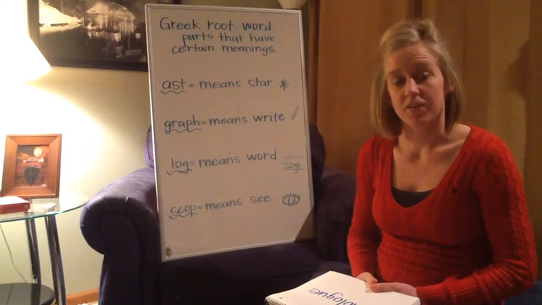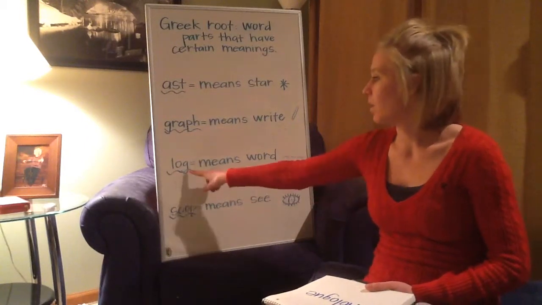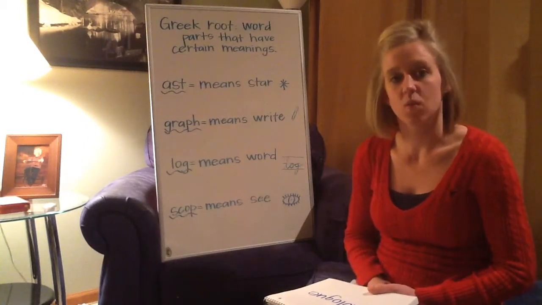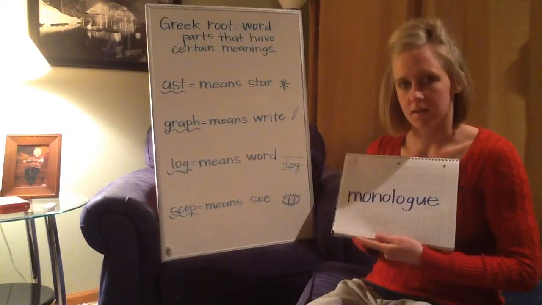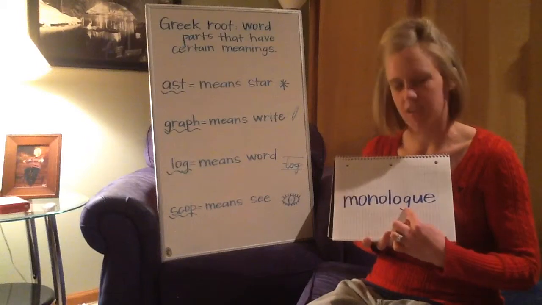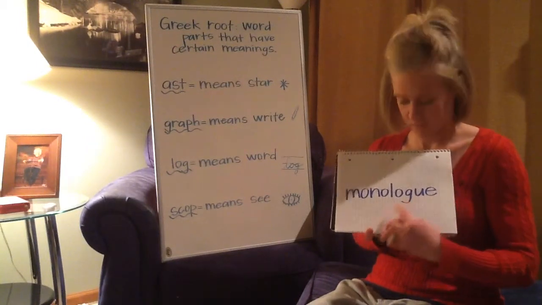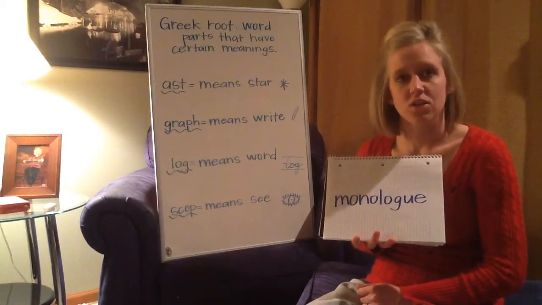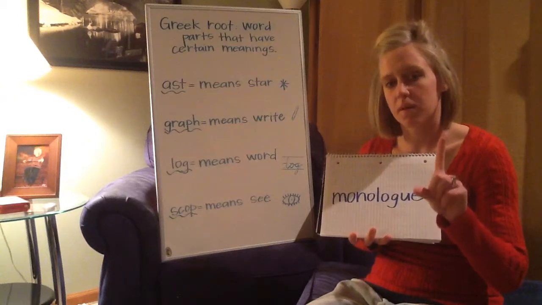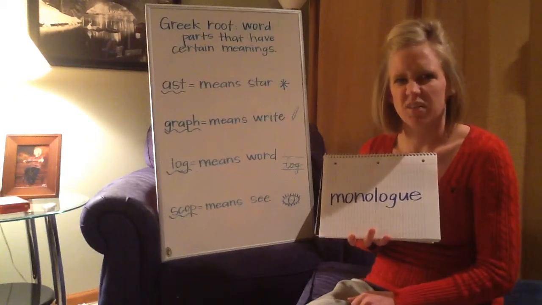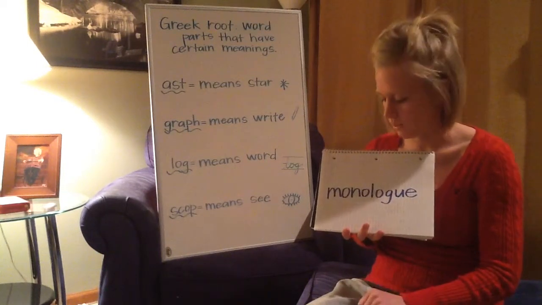Our third Greek root that we're going to talk about is log, okay? L-O-G. And this means word. So for example, if I have the word monologue, I see this L-O-G in the middle. So I know it has to do something with words. So a monologue is actually speech or words in a play that are spoken by just one person. So it's sort of like our reader's theater, when you have just one person that's reading that one script.